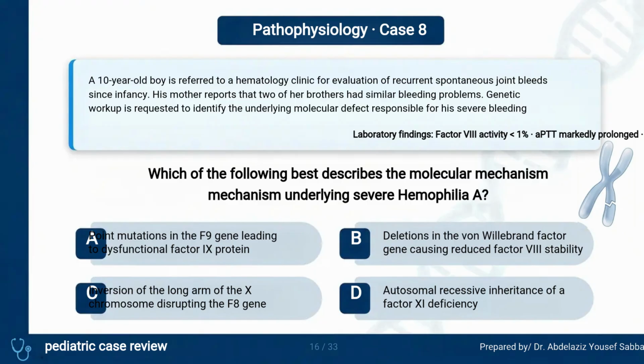Which of the following best describes the molecular mechanism underlying severe hemophilia A? Option A, point mutations in the F9 gene leading to dysfunctional factor IX protein. Option B, deletions in the von Willebrand factor gene causing reduced factor VIII stability. Option C, inversion of the long arm of the X chromosome disrupting the F8 gene. Option D, autosomal recessive inheritance of a factor XI deficiency.